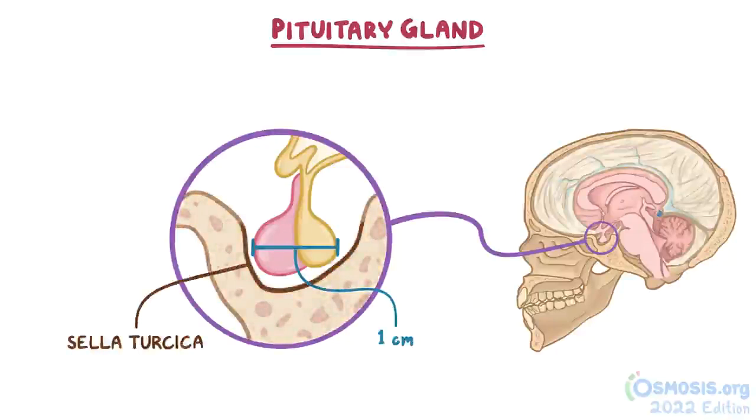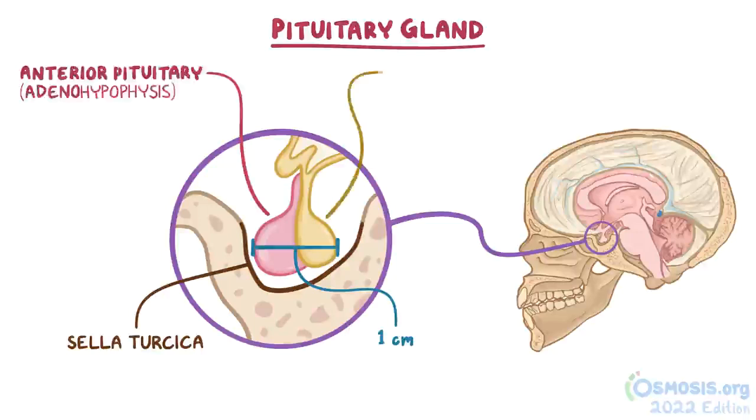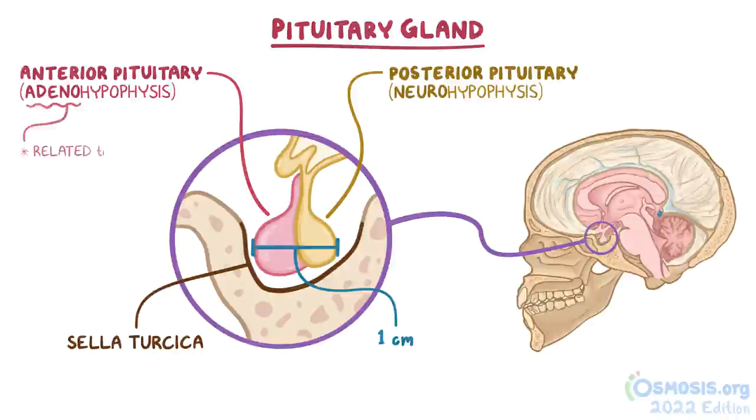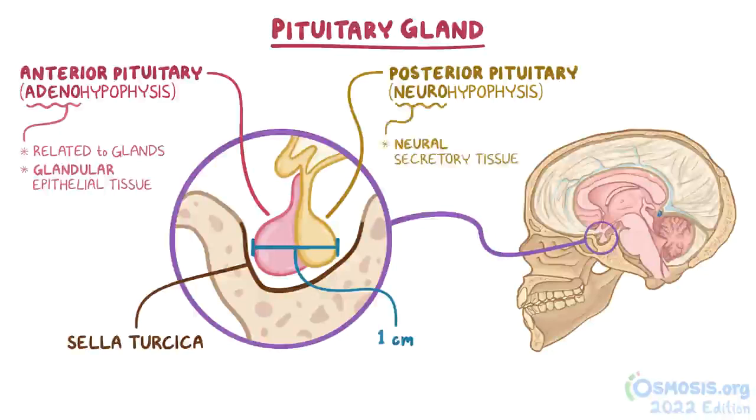The gland is divided into two main parts: the anterior pituitary, or the adenohypophysis, and the posterior pituitary, or the neurohypophysis. Each part originates from different embryological sources, which is reflected in their different structure and function. Adeno means related to glands, and the adenohypophysis consists primarily of glandular epithelial tissue. In comparison, the neurohypophysis consists mainly of neural secretory tissue, since the neurohypophysis arises from a bud of nervous tissue that grows down from the hypothalamus.